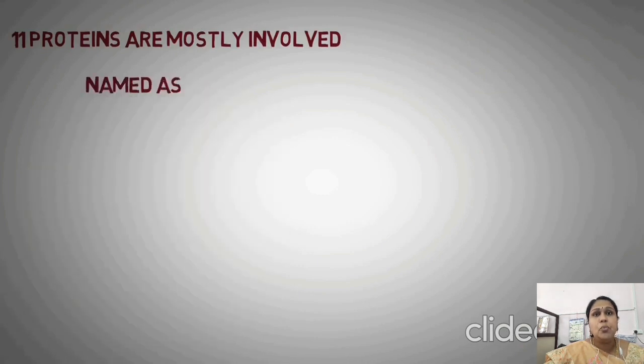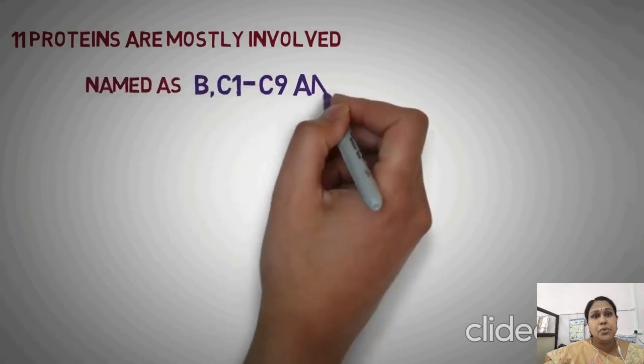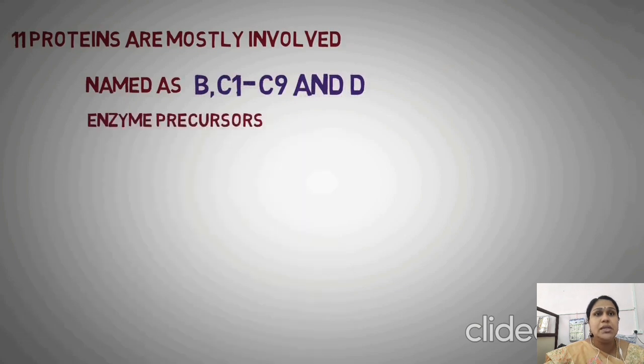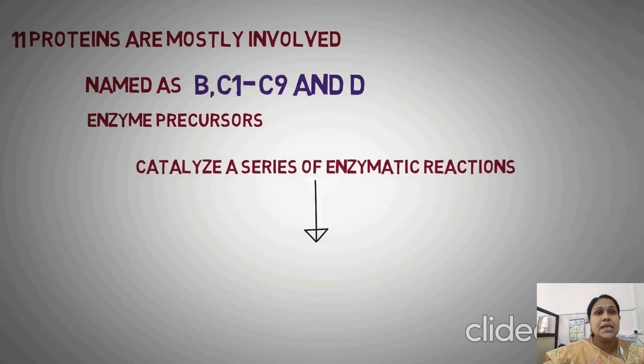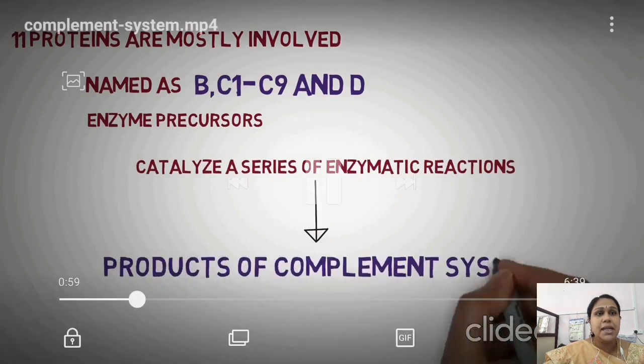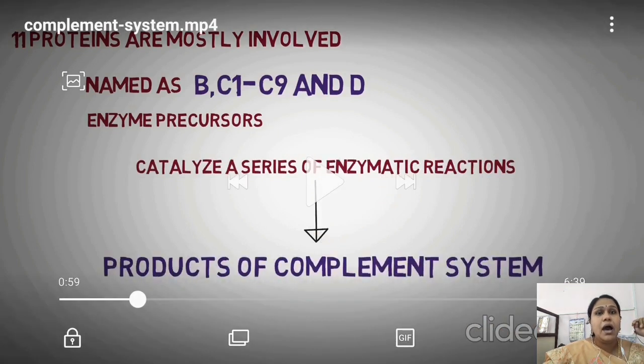Eleven proteins out of the 20 are mostly involved, named B, C1 to C9, and D. Enzyme precursors catalyze a series of enzymatic reactions which form the products of the complement system.